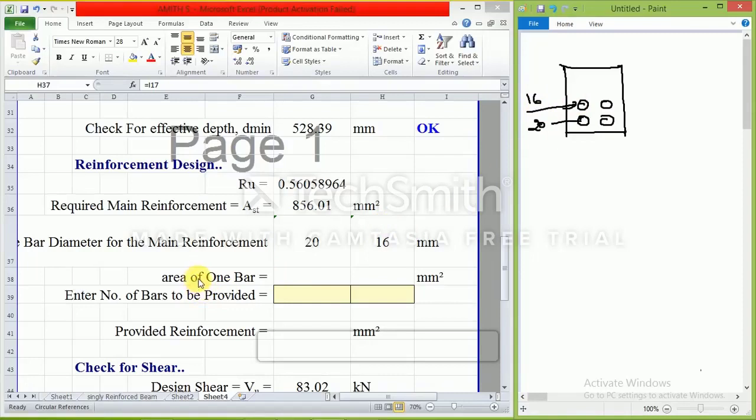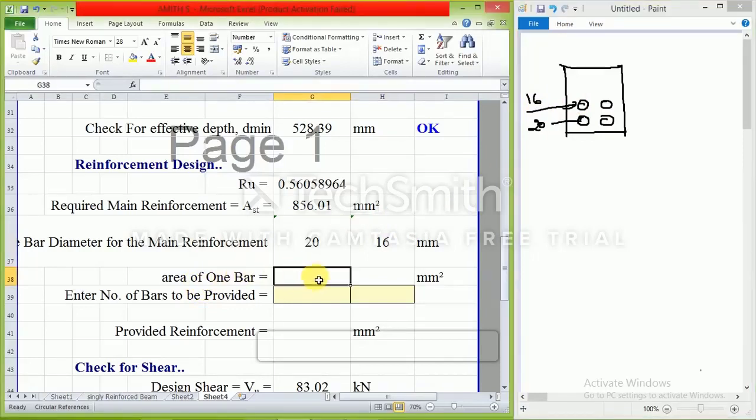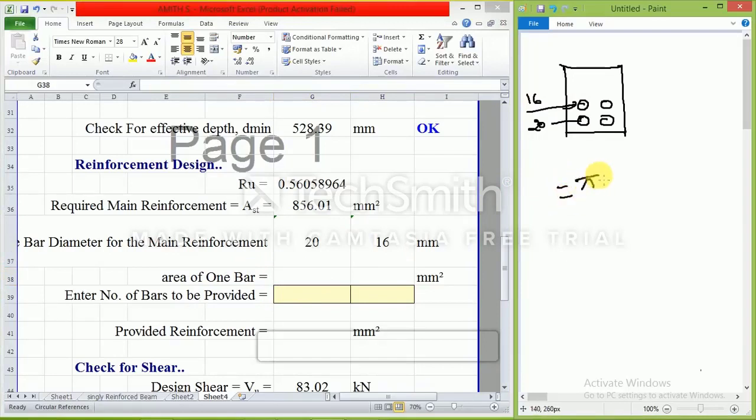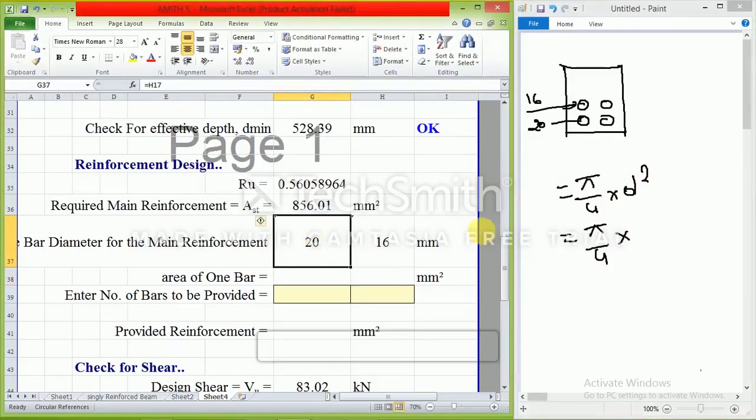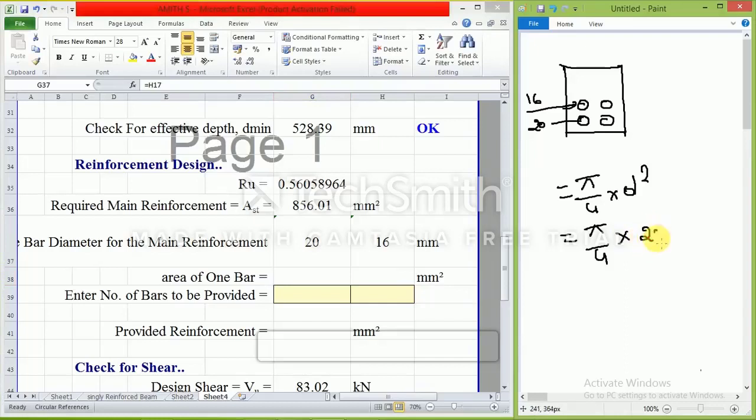Fine. So they are asking us what is the area of one bar. Area of the bar. What is the formula for area of the bar? It is pi by 4 into d square. What is the value of d? Pi by 4 into the value of one dia bar, how much? 20. So pi by 4 into 20 square comes to 314.16.